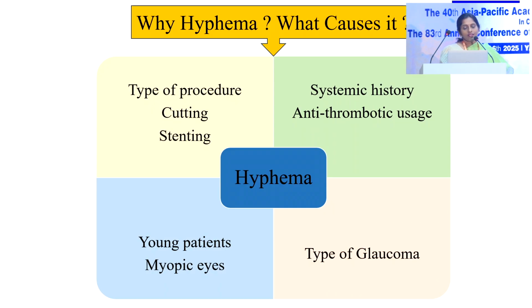So what are the risk factors for hyphema? The type of the procedure itself. We have procedures which include cutting of the trabecular meshwork. We have procedures which include stenting. So it could be related to the procedure itself.